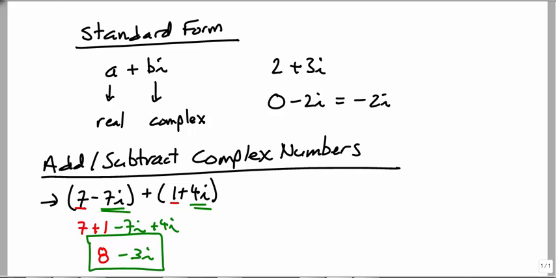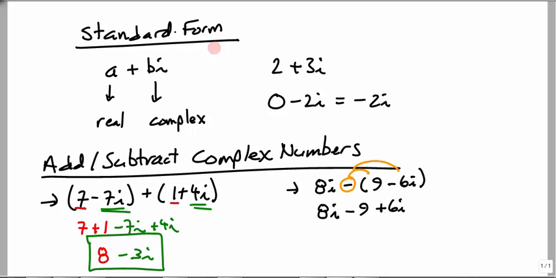Now sometimes you'll have a little bit more work to do. For instance, we could have a problem where I actually have to do some distribution. My negative sign out front of the parentheses, I can't just drop the parentheses, I actually have to distribute. So I take this negative sign and I would distribute into the parentheses after it. So I'd have 8i minus 9 minus a negative 6i is the same as a positive 6i. And then we do the same thing again. Negative 9 is my only real number here. My complex numbers are 8i plus 6i. 8 plus 6 is plus 14i. So adding and subtracting complex numbers isn't too bad.